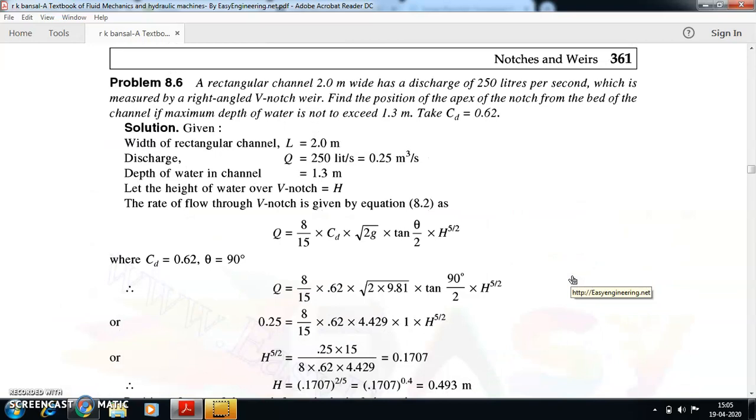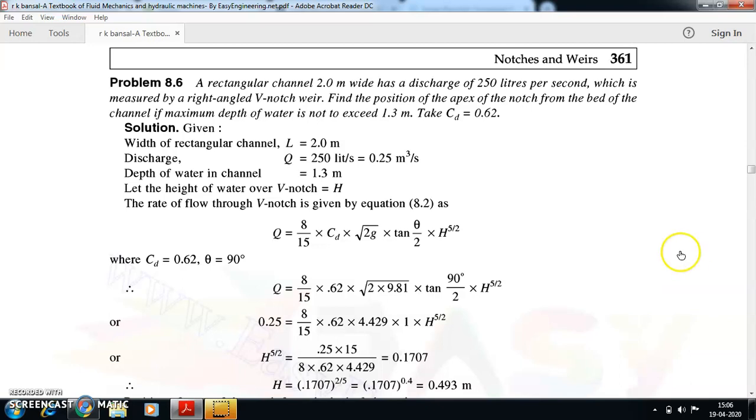Now if you go to the problem number 8.6. You have a rectangular channel 2 meter wide, and it has a discharge of 250 liters per second, which is measured by a right-angled V-notch weir. Find the position of the apex of the notch from the bed of the channel if the maximum depth of the water is not to exceed 1.3 meters, taking Cd value as 0.62.